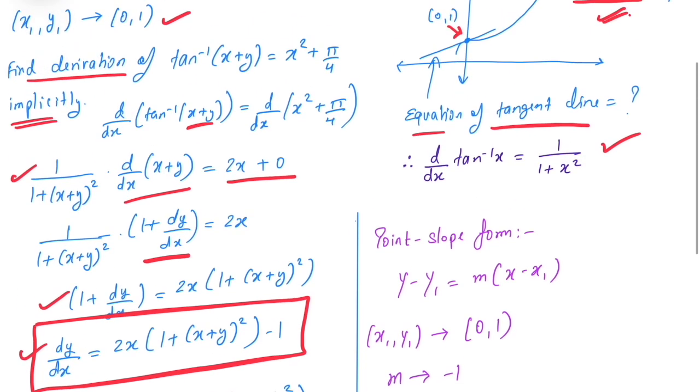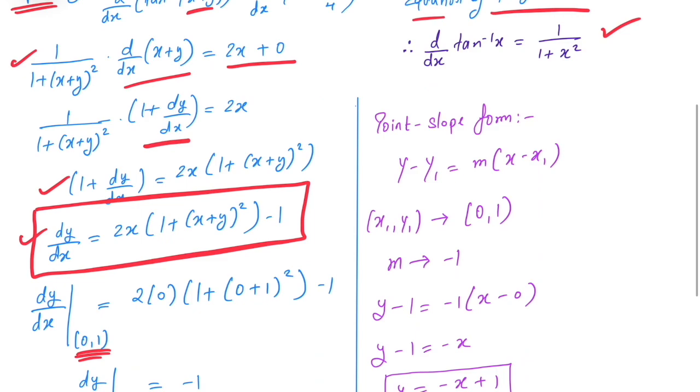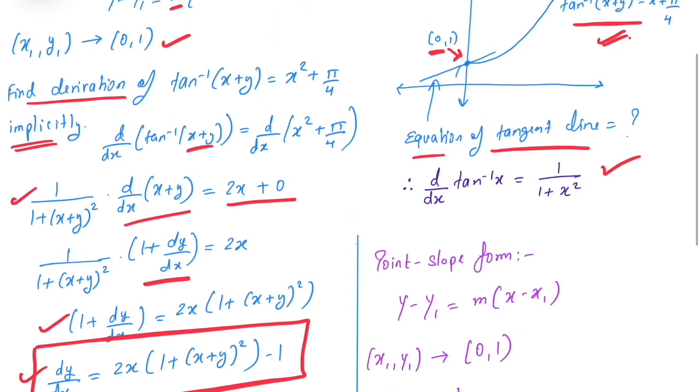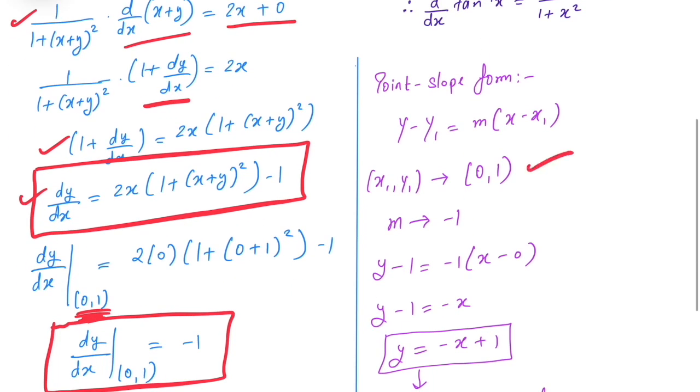We are looking for exactly this point, so we are going to put in the point (0, 1), and we get negative 1. So that would mean that negative 1 is the slope of the curve at this point, and it is also the slope of the line at that point. So now we have the point as well as the slope. We are going to put it in the point slope form, and after solving we get y equals negative x plus 1. So that's the equation of the tangent line.